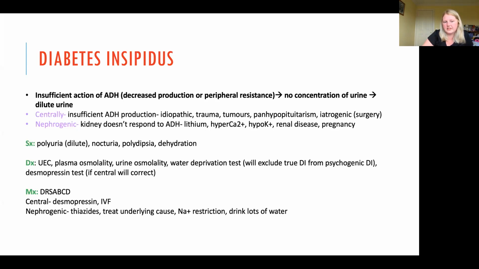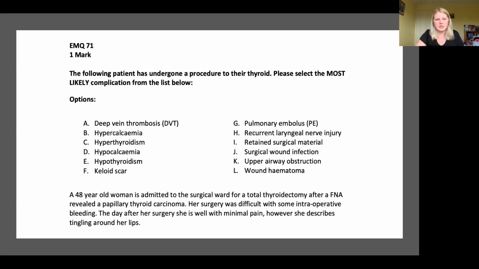And so for that reason, the management depends on the level of the problem. If it's a central cause, we can continue to use desmopressin to stimulate the response of ADH at the kidneys. If it's a nephrogenic cause, it doesn't respond quite as well. And so we try and address the underlying cause wherever we can. We also restrict sodium in order to restrict the amount of sodium that goes out into the urine and therefore the amount of water that goes out with it. And we do encourage patients to drink a lot more as well.